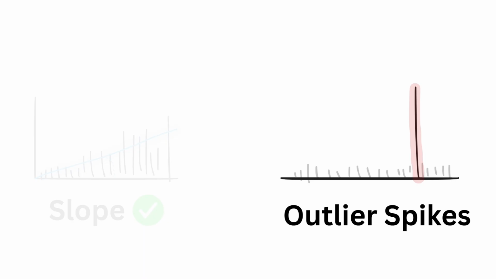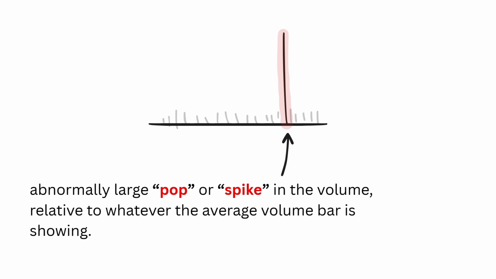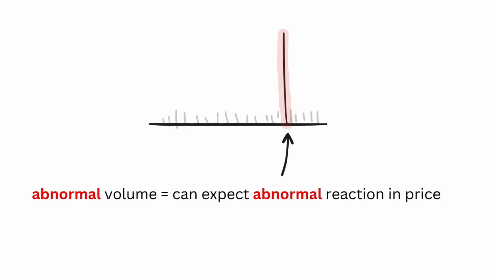Now let's talk about the outlier spikes. An outlier spike is when there is an abnormally large pop or spike in the volume relative to whatever the average volume bar is currently showing. These spikes show very aggressive participation, a lot more than what normally goes on. And if we've got abnormal volume, it makes sense to also expect an abnormal reaction in price that follows it. Let's go through an example.